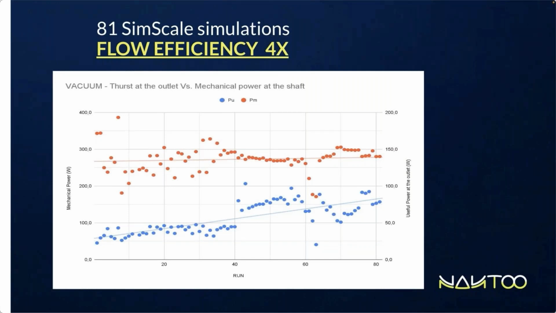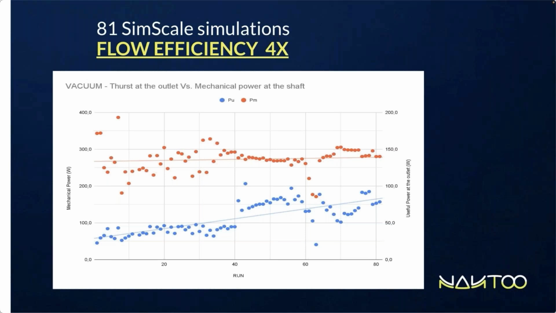Going back to SimScale, in terms of simulations done on the full system, so it's no more just the wind tunnel, but the whole machine, we ran 81 simulations, and in this graph you can see for each run that we did both the PM, which is the mechanical power absorbed at the shaft in watts, and the useful power, which basically is the power coming out from the force of the outlet times the airspeed.